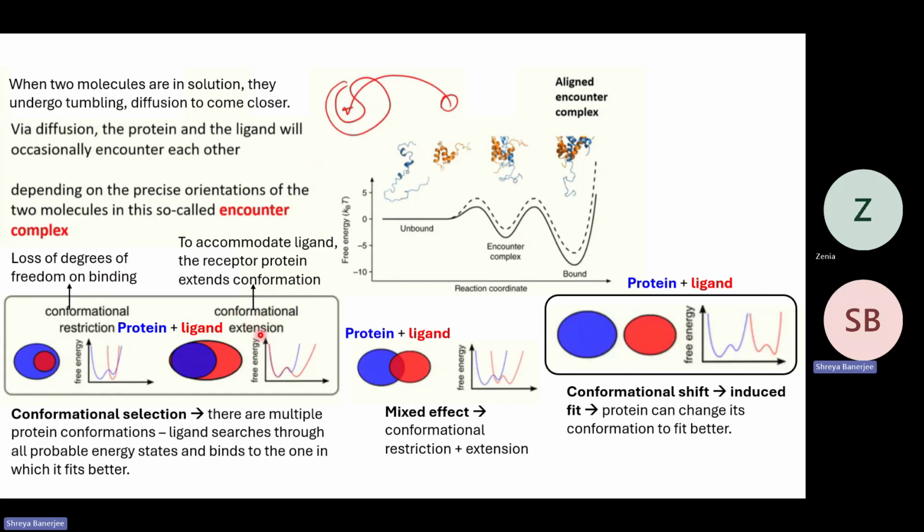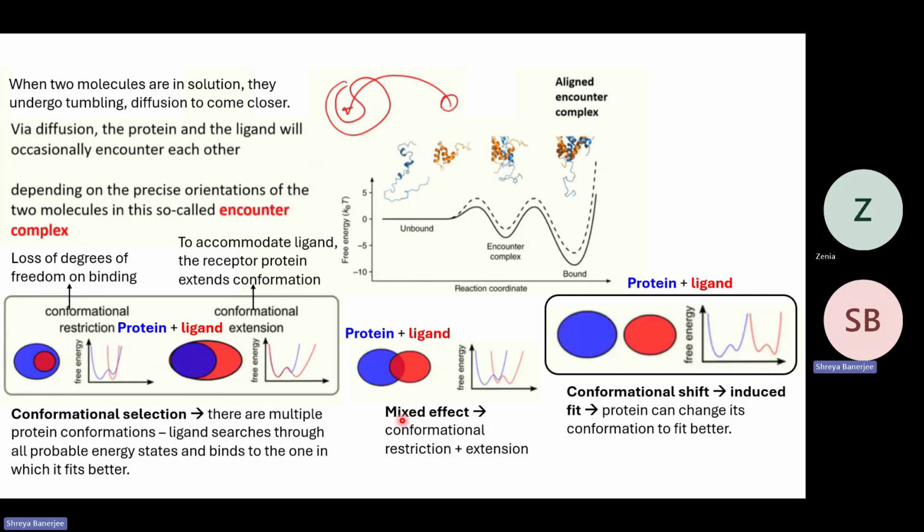So that is also a possibility, that to accommodate the extra conformation of the ligand, the protein conformation is extending itself. That is called conformational extension. You can see it is represented here. The blue protein has a smaller conformational range, whereas the red, or ligand, has a wider conformational range.